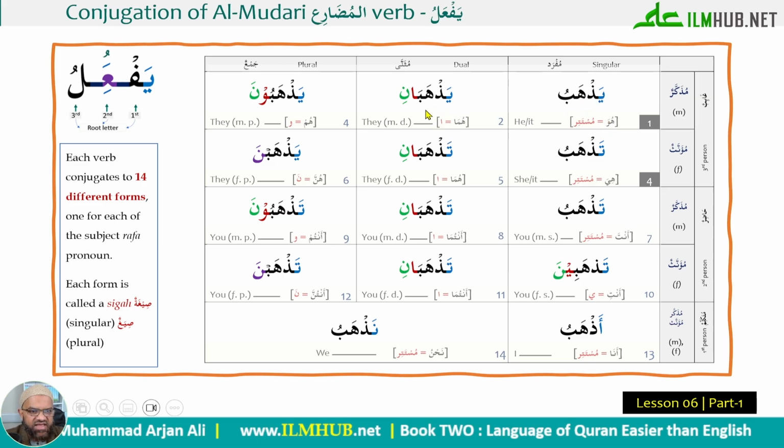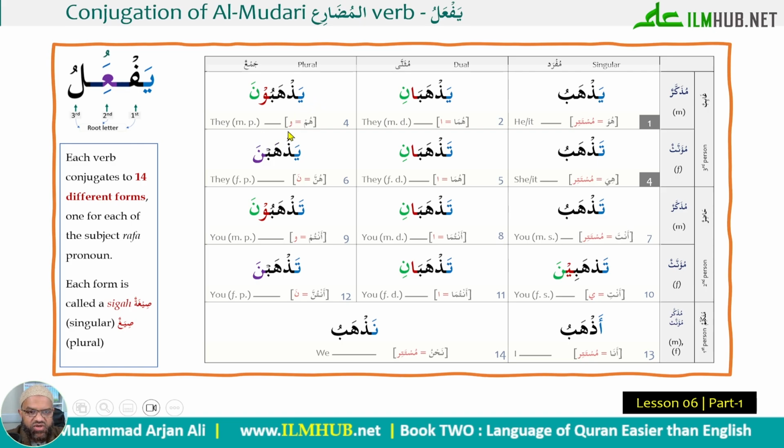Huma, yadhhabani. And the alif here is representing huma. Yadhhabani, which you can see there. They, masculine dual. This one, of course, he or it. This is how you'll translate into English: he goes, they go. That's how you'll translate in English, inshallah. To keep the table uncluttered, I've taken the translations out. Otherwise, you won't be able to see the text, inshallah.